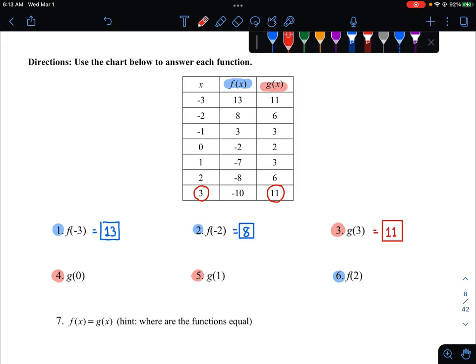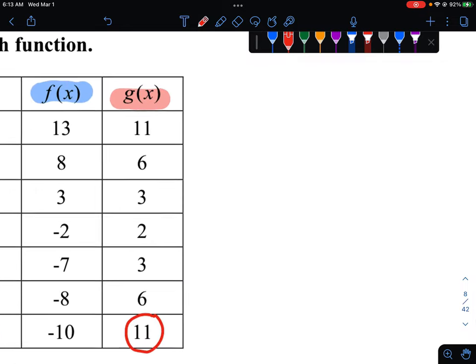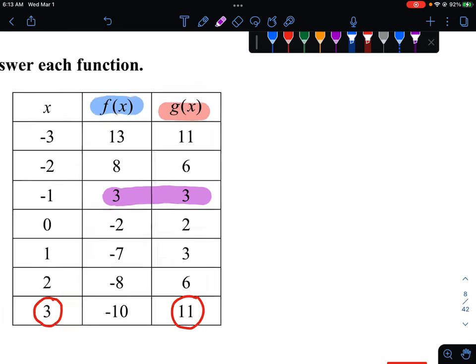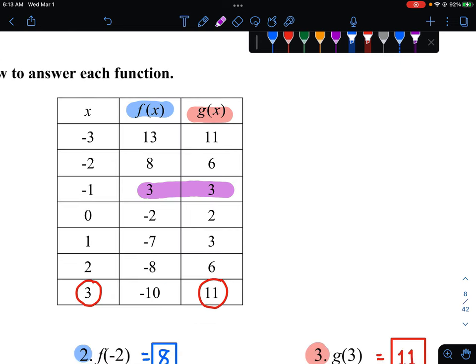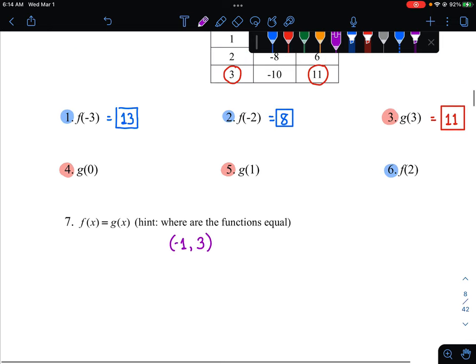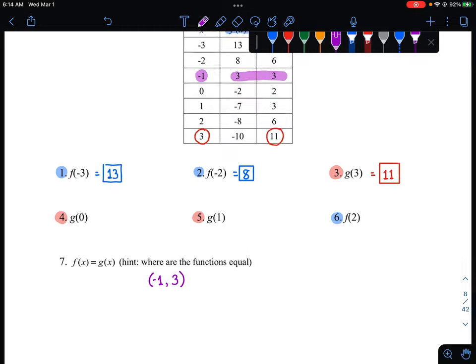Now, at the bottom, it asks, where are these functions equal? When we're asking where they're equal, we're looking at where they share the same y value. If you look, they share a y value of 3. And if I go down the list, I don't see any other places where that happens. So that happens at -1. Now, the way that I'm going to write that is I don't just say x is -1, right? When x is -1, both functions are at 3. So that's actually a point. Each of these can be expressed as points.